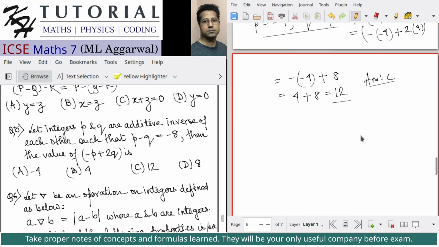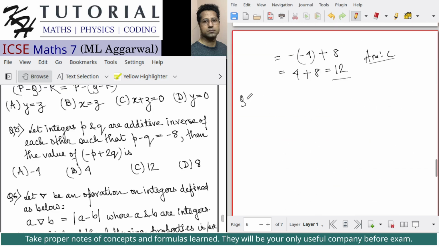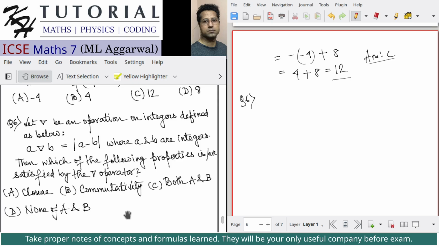Okay, let's do question number 6. Let there be a symbol triangle, an operation on integers defined as below. So a triangle b is equal to the absolute value of a minus b, where a and b are integers. Then which of the following properties are satisfied by the operator? A is closure property, B is commutativity, C is both A and B, and D is none of A and B.